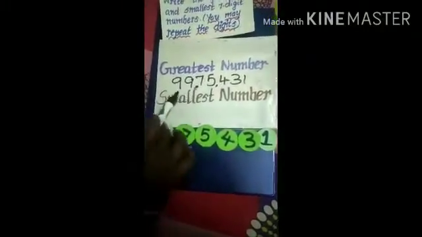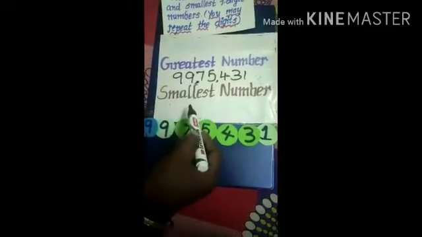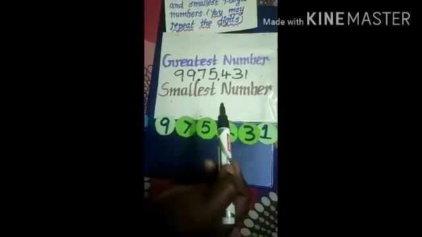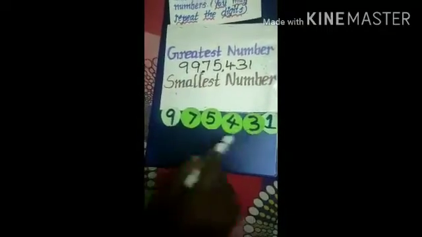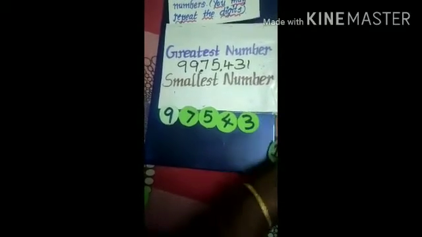99,75,431. Now you got a 7-digit number. Now the same thing we are going to do for the smallest number. I am removing this. Since the question is this, we have to frame from this only. Now I want to arrange in the smallest number. So I am arranging in ascending order.